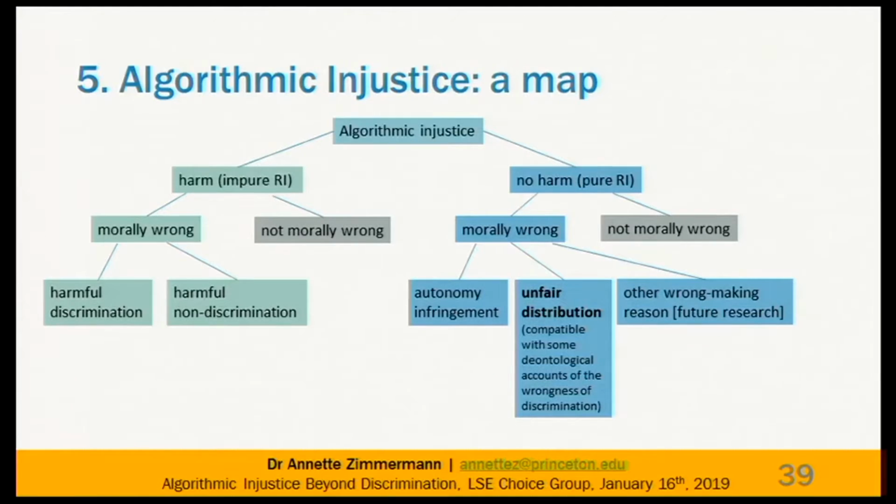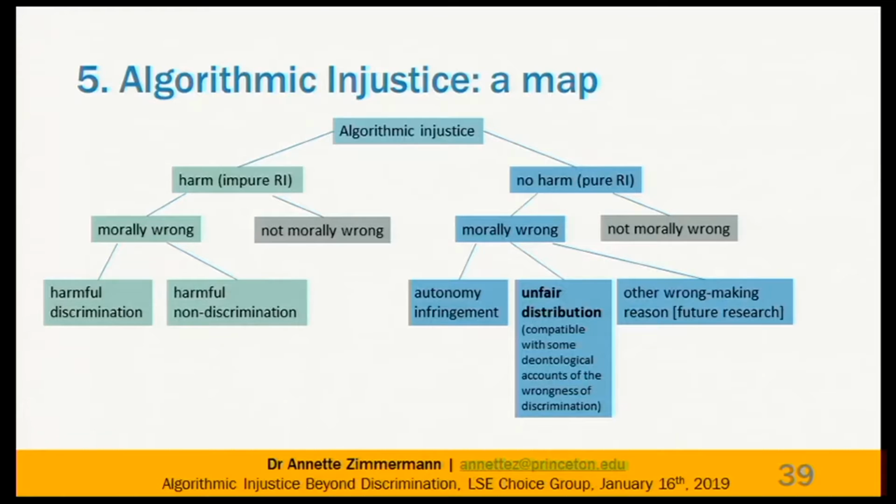So we've begun with this distinction between impure risk impositions and pure risk impositions, so harm or no harm. And then on the harm side, you might obviously have morally wrong instances of harm impositions, but you might well have totally morally innocuous harm impositions for whatever reasons. I haven't discussed those at all, right? So I've bracketed those. And then even with the morally wrong harms, not all of those harm impositions might be harmful discrimination. So I've not focused on harmful non-discrimination here. Although I don't want to exclude it from the concept of algorithmic injustice, because I think that even if discrimination is not present, you might still have unjust harm impositions, or unjust harm distributions, rather. I just haven't developed an account for this.